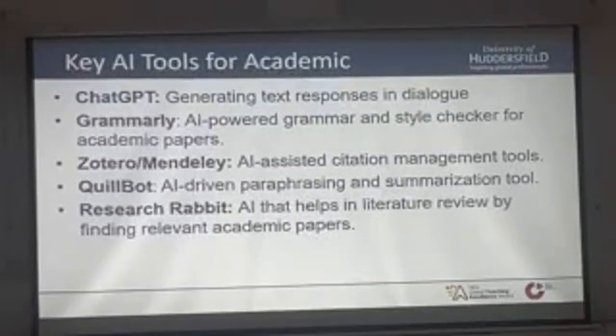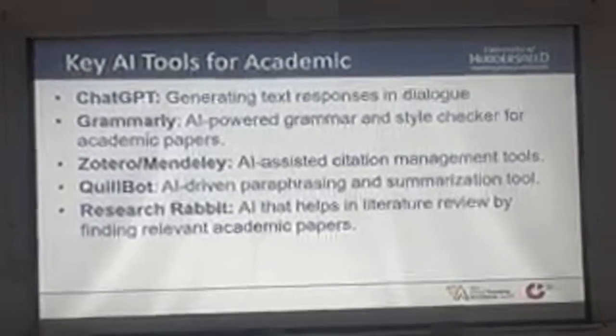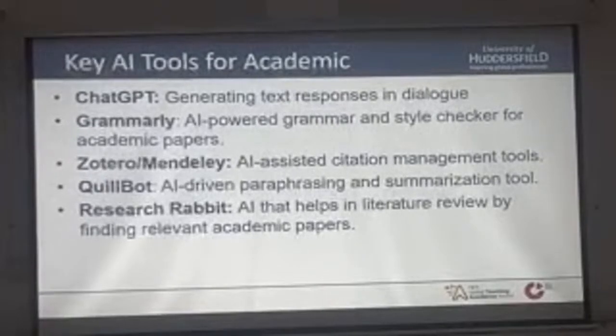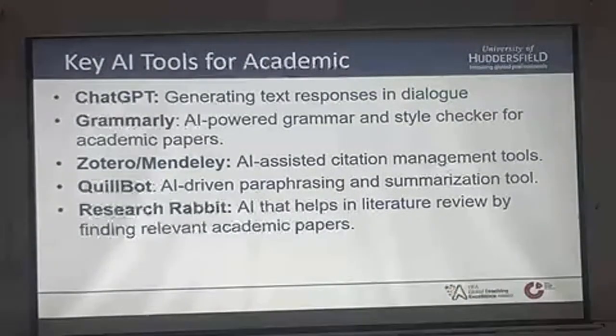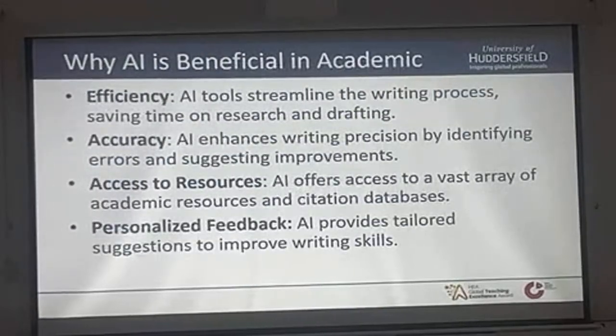QuillBot, I saw people use that. It's an AI-driven paraphrasing tool. Many students whose first language is not English use this one: if you write something and ask it to rephrase, it helps. And then research drafting is another AI tool. It's also freely available, and it helps with the literature review. It summarizes and even helps turn over the literature review. This is just an example. There are many others.